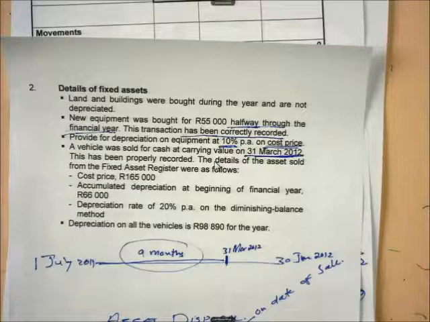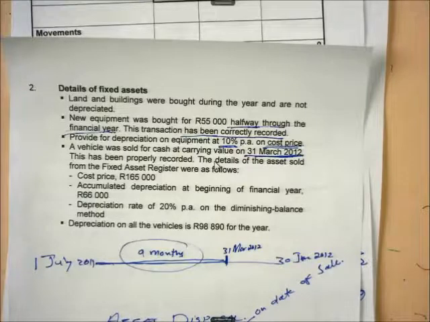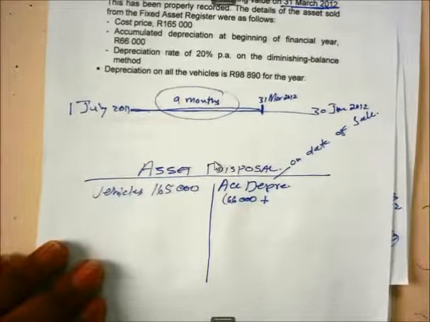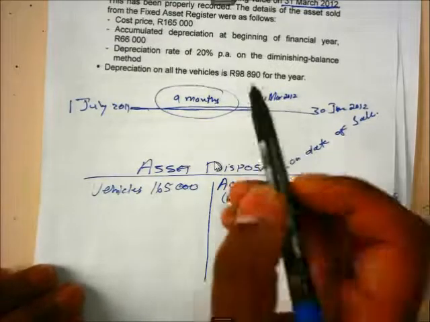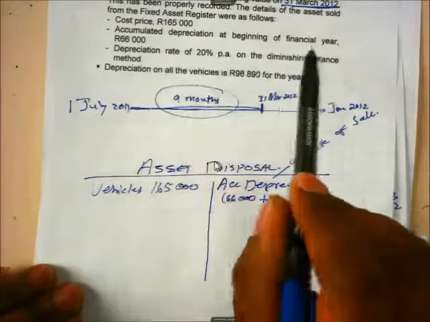We already have accumulated depreciation at the beginning of the year, which is 66,000. Now we must get the depreciation from 1 July to 31 March. We have been told the depreciation rate is 20% per annum on the diminished balance.